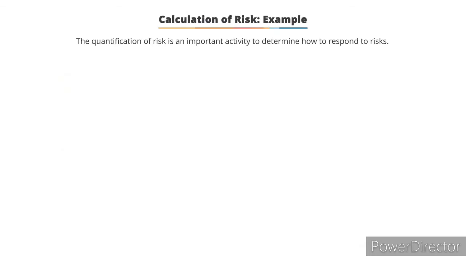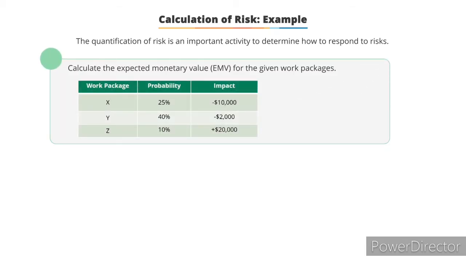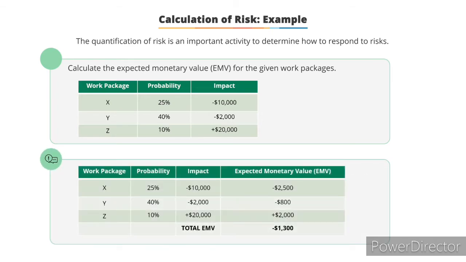Risks can be quantified, and this is an important activity to determine how to respond to risks. Let's look at the example below. Calculate the total expected monetary value, or EMV, for the 3 work packages given their probability and impact. Now let's look at package X. The value of the risk is 25% of the impact. So $10,000, 25% is $2,500.